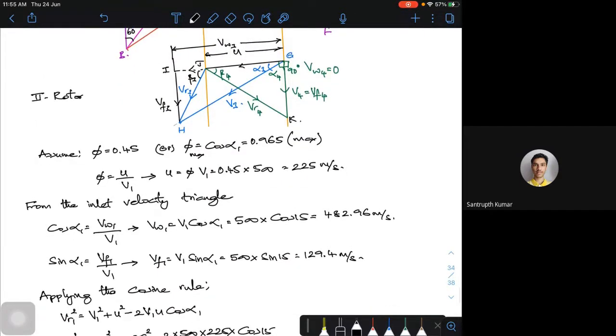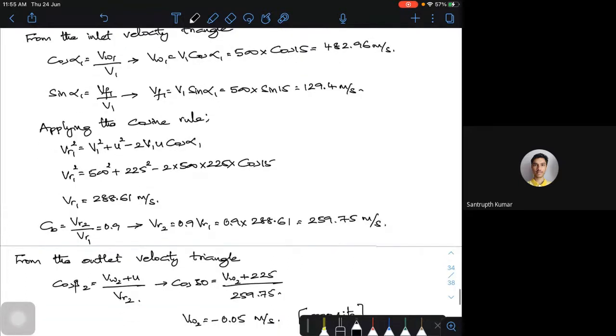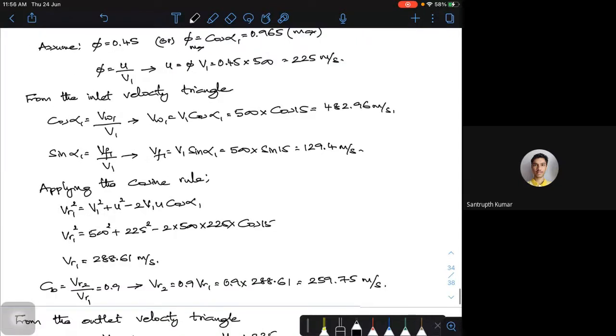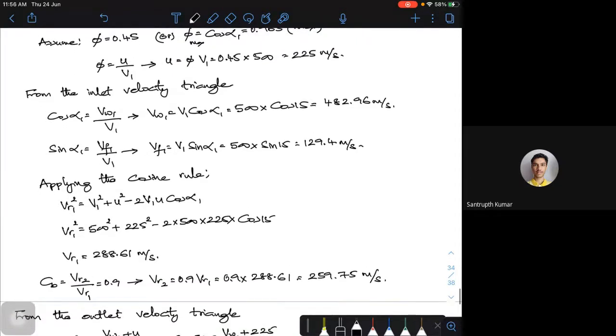So 0.5 means 0.5 into 500, it is around 250. So yeah, you can go with a number, not 0.45, you can go with some 0.5, doesn't matter. If you go with 0.5 instead of 0.45, then things are going to change. 500 into this particular thing, so then U value will be 250.